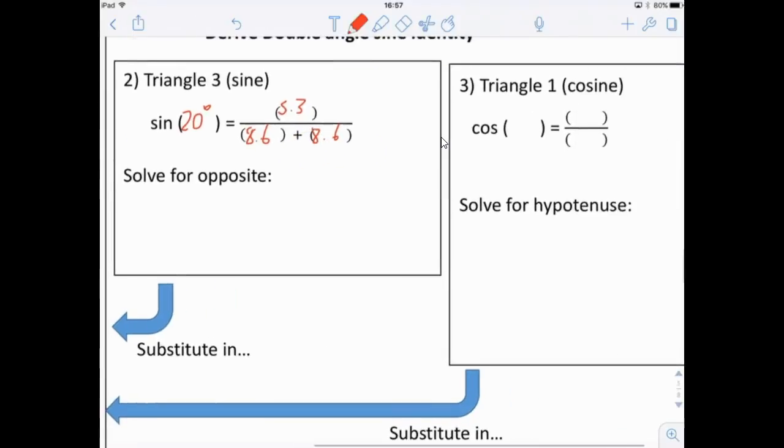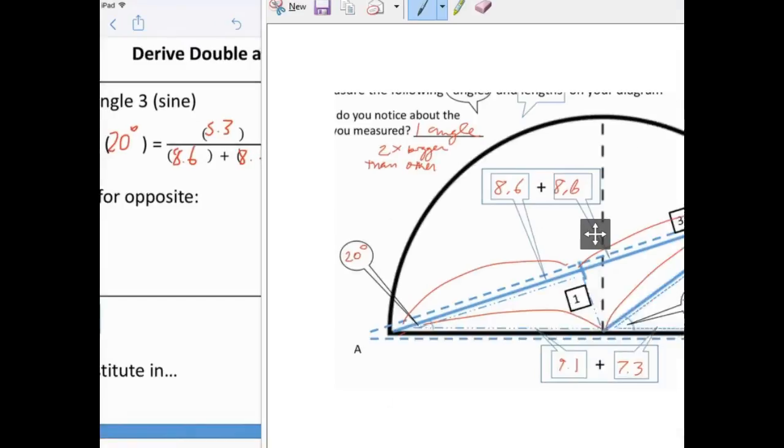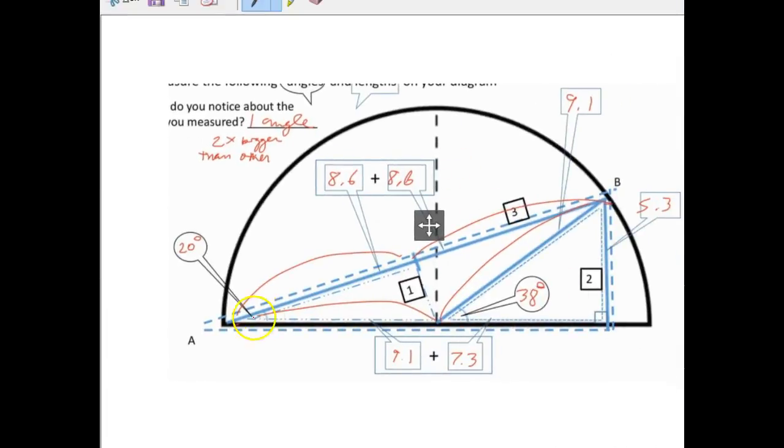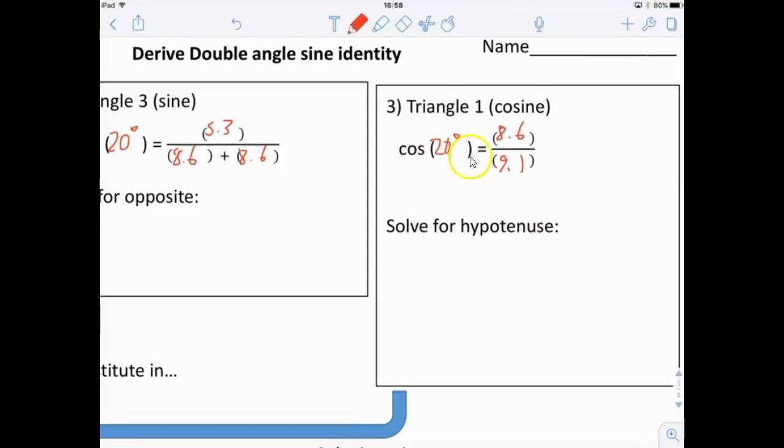And then finally, triangle 1. We're supposed to find the cosine of triangle 1. Triangle 1 is this triangle right here. And one thing that's tricky about this triangle is, do you see how it's actually a right triangle that's kind of upside down? This is the right angle of triangle 1. So if we're looking for the cosine of triangle 1, we're going to find the adjacent, which is this top one, which is 8.6, over the hypotenuse, which is the bottom one, which is 9.1. So it's going to look like this: cosine 20 degrees equals 8.6 divided by 9.1.